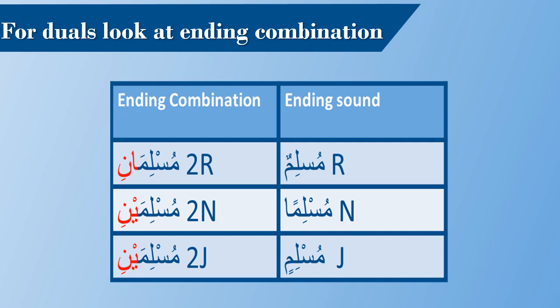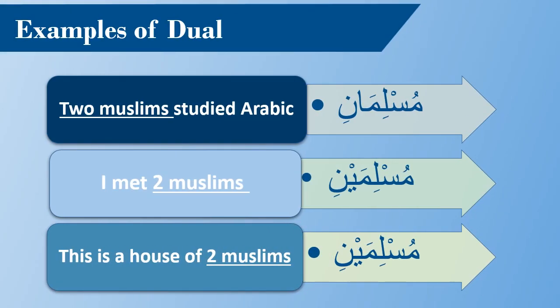Let's look at some examples. Two Muslims studied Arabic. Two Muslims here are the doer, hence the translation would be Muslimani. I met two Muslims. Two Muslims in this sentence are a detail, hence it's nasb. So the translation would be Muslimaini. This is a house of two Muslims. Two Muslims in this sentence is coming right after "of", hence it's jar. So the translation would be Muslimaini.